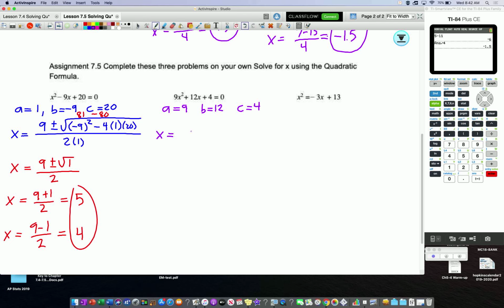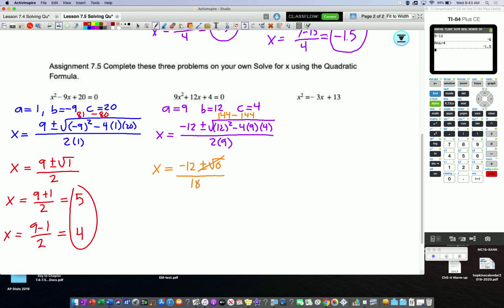That's good for us. So -12 plus or minus the square root of, let's see, 12 squared minus 4 times the A value, 9, times the C value, which is also 4, all divided by 2 times 9. Wowzers. All right, that's all right. Let's see what happens. 12 squared is 144, minus 4 times 9 times 4 happens to also be 144. So I get x equals -12 plus or minus the square root of 0 all over 18.